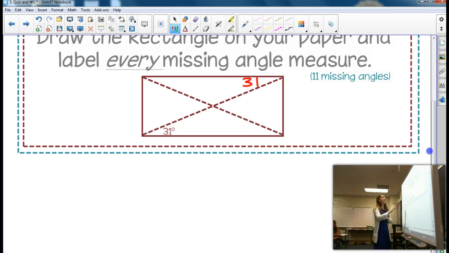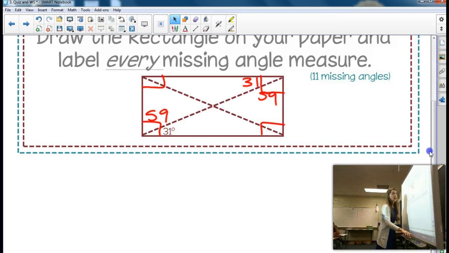All the 90s. Okay? So every corner is 90. What do you want to do now? Subtract 31 from 90. Perfect, Megan. What is the complement of 31? What's 90 minus 31? 59. Alternate interior. Alternate interior.